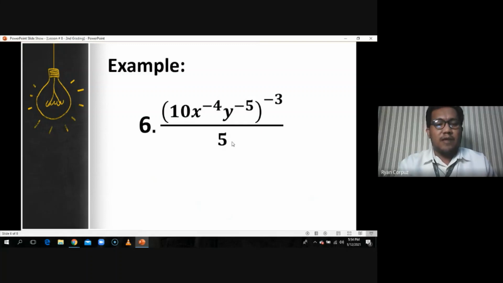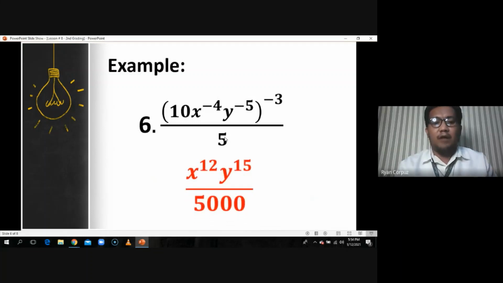That is using 10, 3 times as factors. That is 10 times 10, that would be 100, times 10, that would be 1,000. So 1,000 times 5, you come up with 5,000. That's why for number 6, the correct answer, when we simplify that expression, is x raised to 12, y raised to 15 over 5,000.